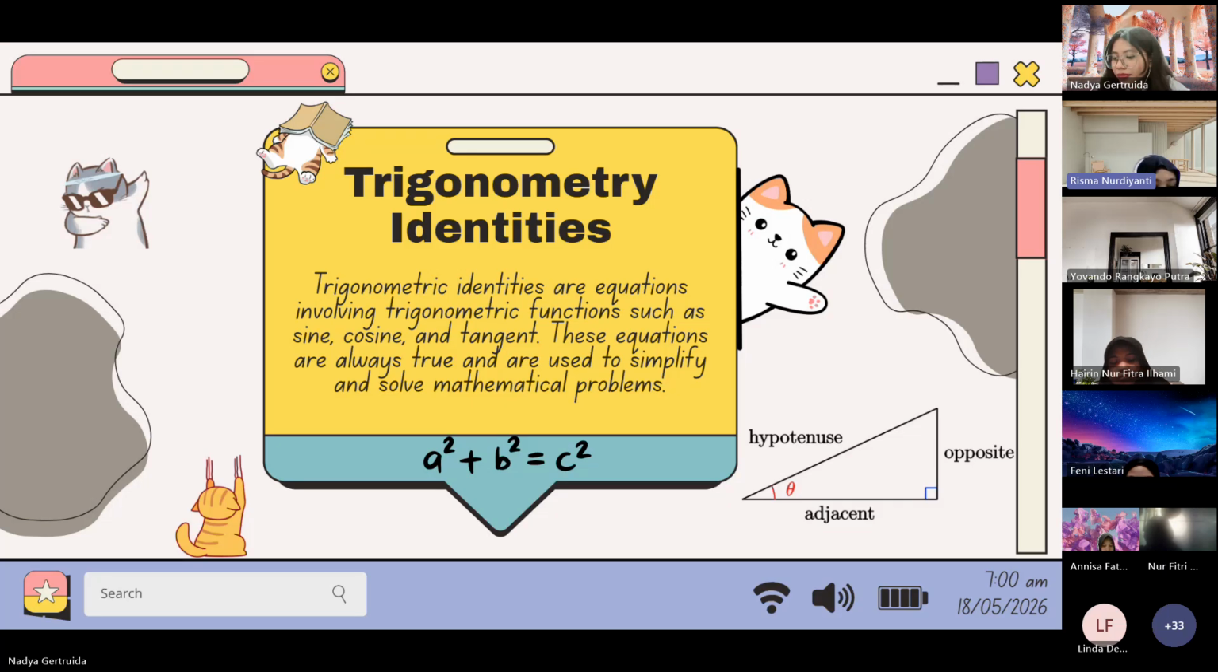Okay, thank you, Nadia. Now I will explain trigonometric identities. Trigonometric identities are equations involving trigonometric functions such as sine, cosine, and tangent. These equations are always true and are used to simplify and solve mathematical problems. These identities help us solve equations, simplify expressions, and understand the relationship between trigonometric functions. One of the most important trigonometric identities comes from the Pythagorean theorem. So next, I will discuss the Pythagorean theorem.